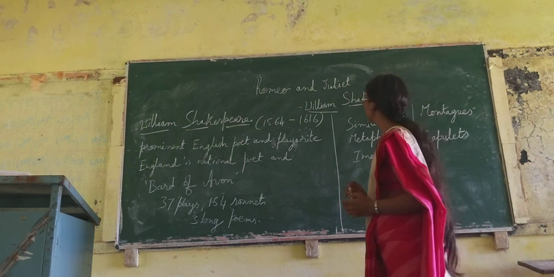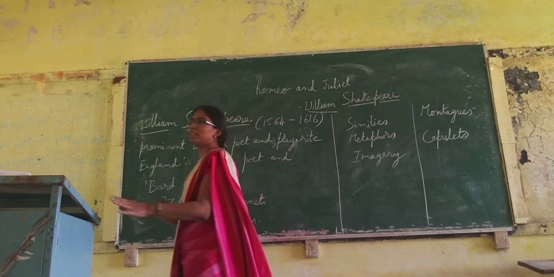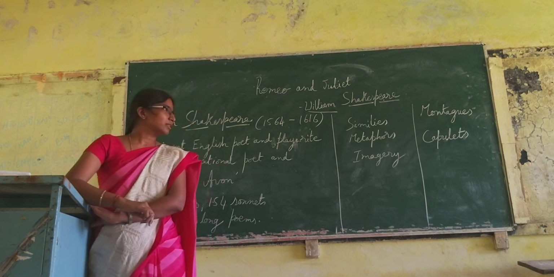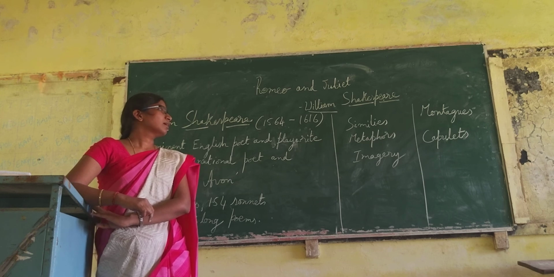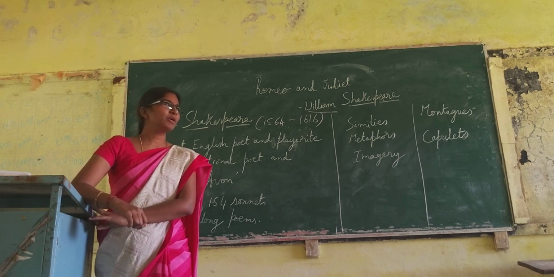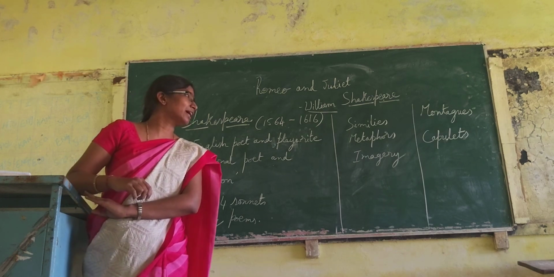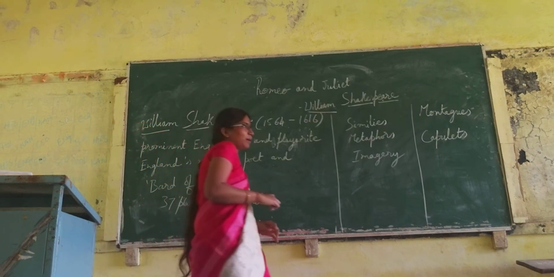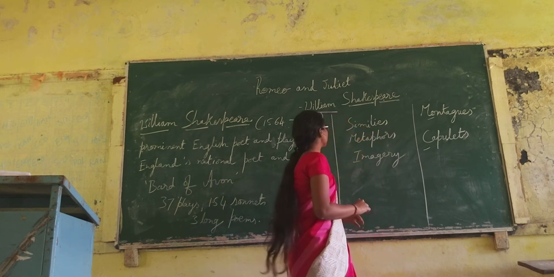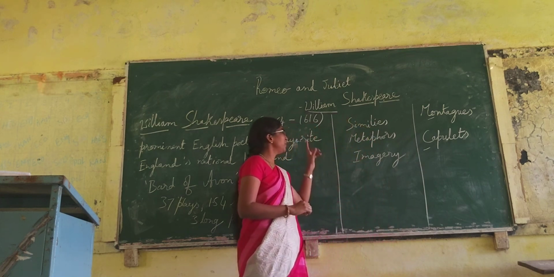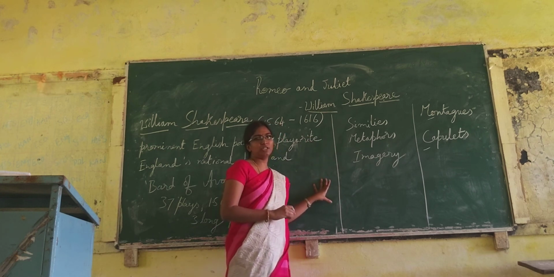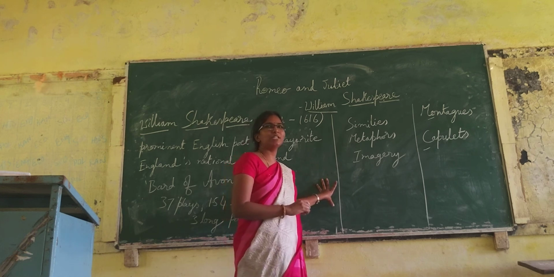Romeo and Juliet speaks to us about love, with a tragic end. Romeo and Juliet belong to the families of Montagues and Capulets. Romeo belongs to the family of Montagues and Juliet belongs to the family of Capulets. The play takes place in Verona. Shakespeare has used many similes, metaphors and imagery to present the passionate theme of love between Romeo and Juliet.